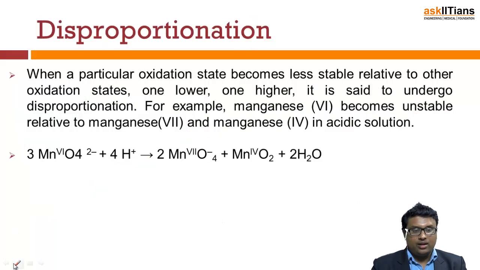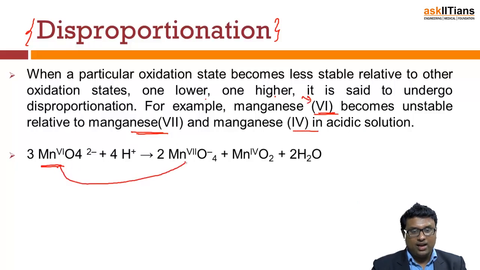Disproportionation. Another important property of d block elements is disproportionation. When a particular oxidation state becomes less stable relative to other oxidation states, one lower as well as one higher, it is said to undergo disproportionation. For example, manganese becomes unstable relative to manganese 7 and manganese 4 in acidic solution. Manganese 6 converts into manganese 7 and manganese 4.